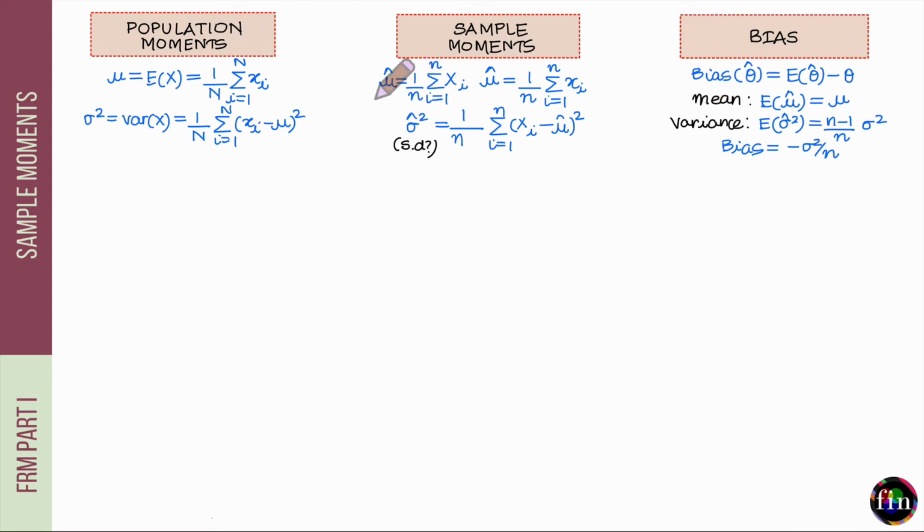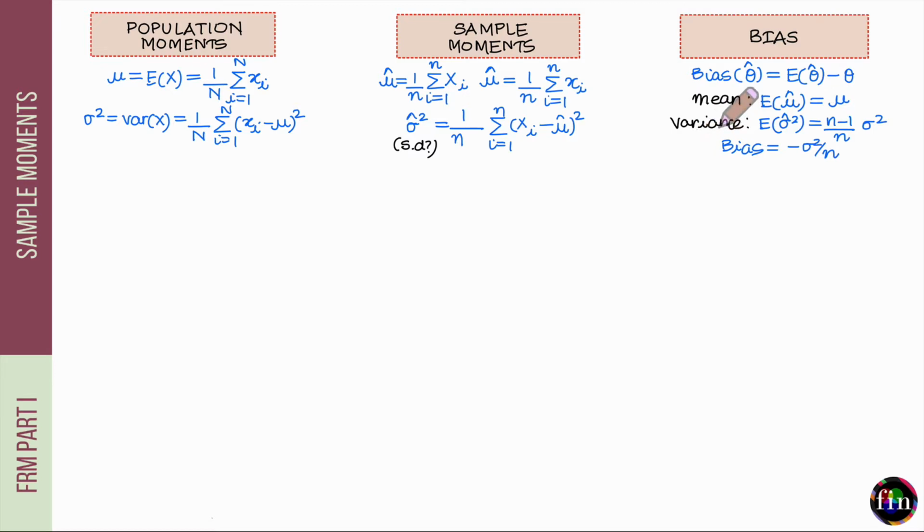If I were to talk about this estimator for mu, then please note that if all your sample observations come from the same distribution, then this estimator is an unbiased estimator. One can prove that the expected value of this mu hat is actually equal to the population value of mu. Okay, and hence the bias for mu hat is equal to 0.